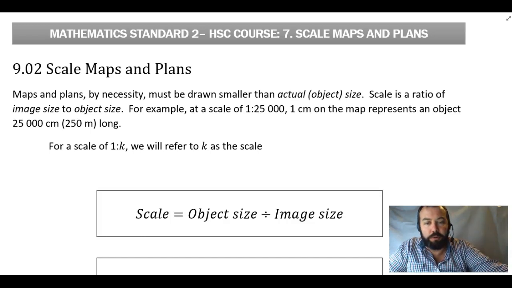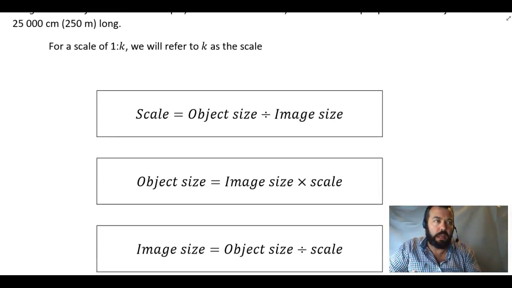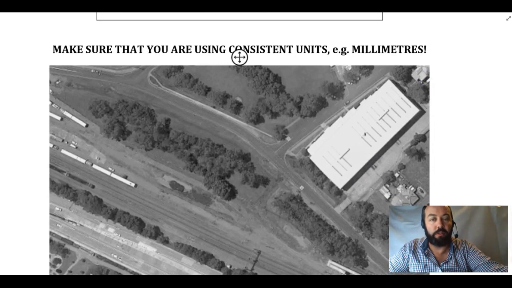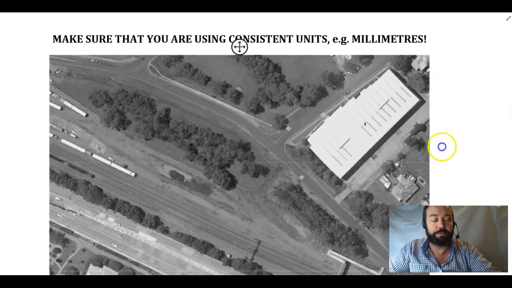There are three rules that are all just different ways of expressing the same thing. My scale is my object divided by the image, which gives me a scale of 1 to something. That's the simplest way to express this. That means that object equals image times scale, and image is object divided by scale. Those three rules, that relationship, are important to remember. Let's scroll down and see how we can apply this. There is a reminder there: you have to use consistent units.